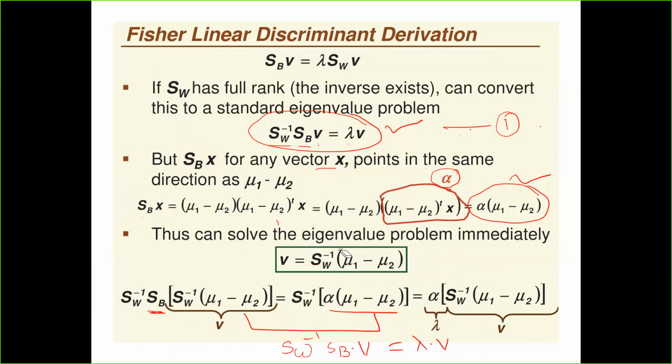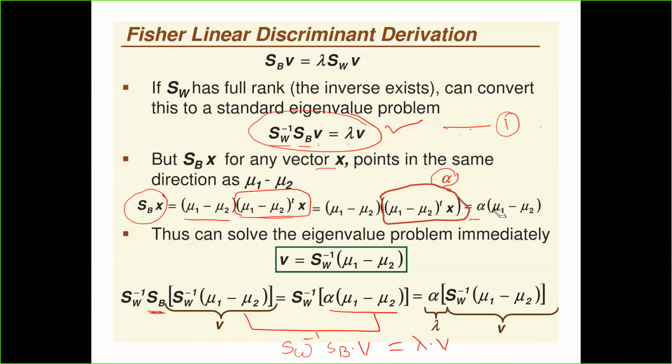See, there is one property for this SB. If you multiply SB with any vector x, that points in the same direction as alpha times mu1 minus mu2. That's what we are proving here. SB is mu1 minus mu2 times mu1 minus mu2 transpose, a d by 1 times 1 by d. If you multiply any vector with this, it becomes a scalar alpha. So this is alpha times mu1 minus mu2. Proof is complete. SB X is in the same direction as mu1 minus mu2, just a scale difference.